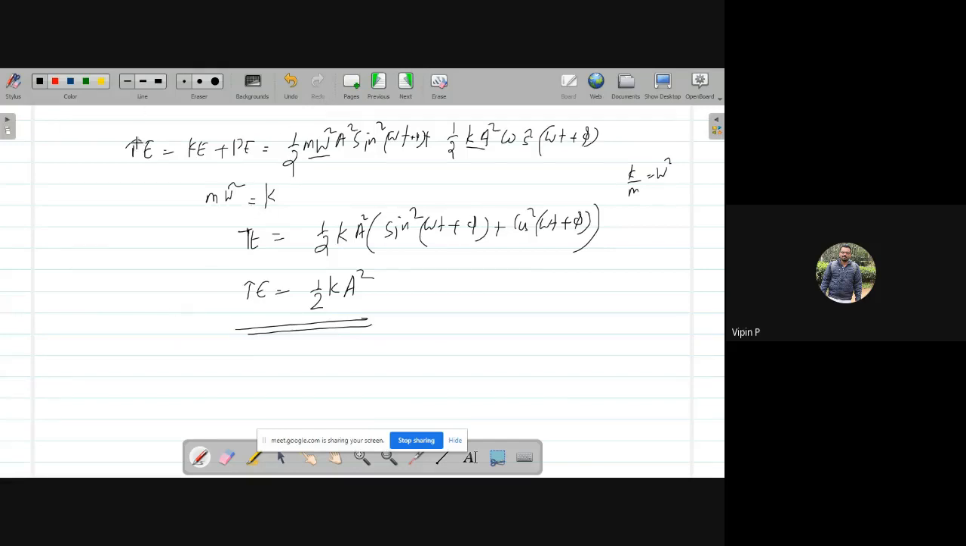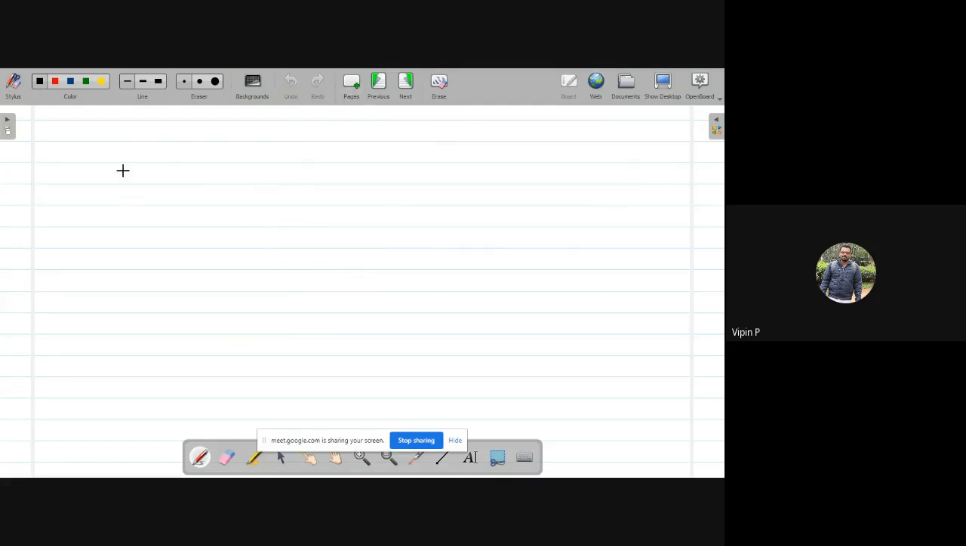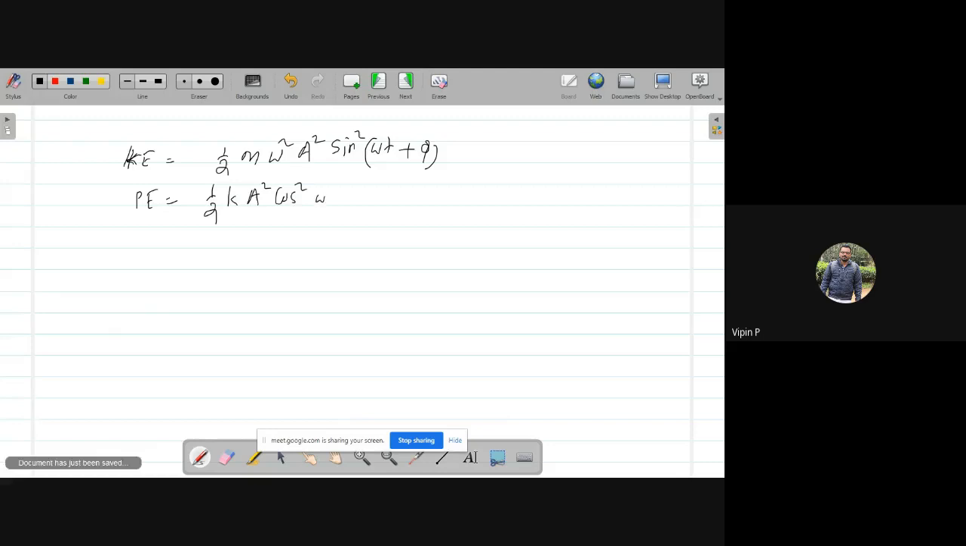Now a little analysis, because this is important, because from these equations that we have just discussed, questions used to come. So let's just briefly discuss what are all the variants of these equations. We have the kinetic energy equation as half m omega square a square sin square omega t plus phi, and we have potential energy as half k a square cos square omega t plus phi.